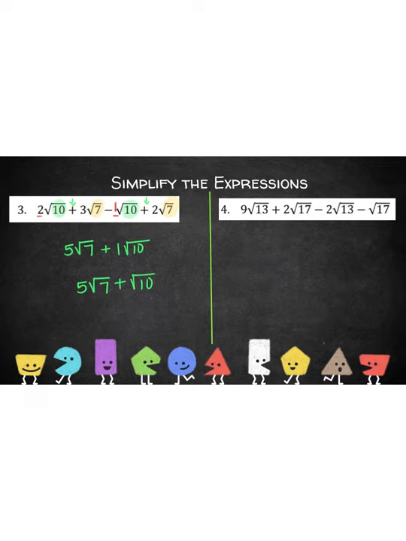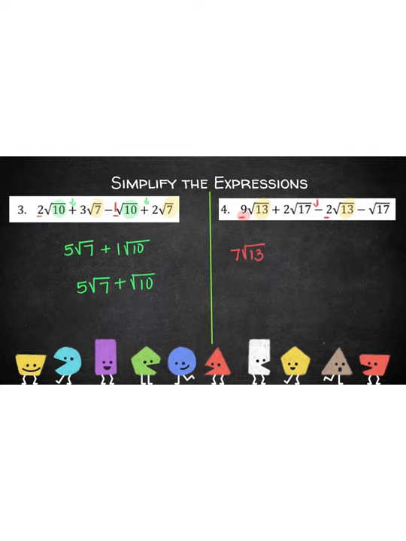The first thing we're going to do is look and see what numbers they have in common under the radical. Okay, so I see I have a 13 right here, and when I look over here, I have a 13. So I'm going to take the numbers that are in front. So I have a 9 right here, and then I have minus, because I have a minus in front, minus 2 right there. So 9 minus 2 is 7. So I'm going to write 7 with a square root of 13.